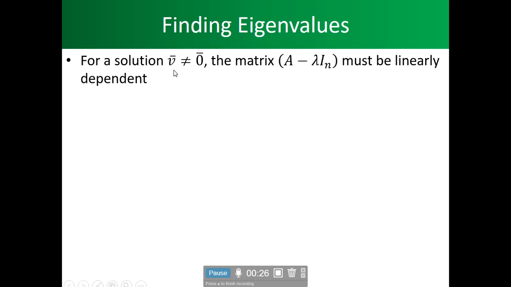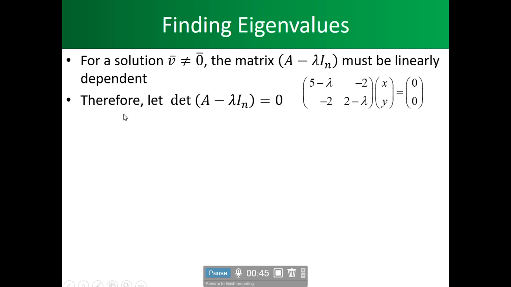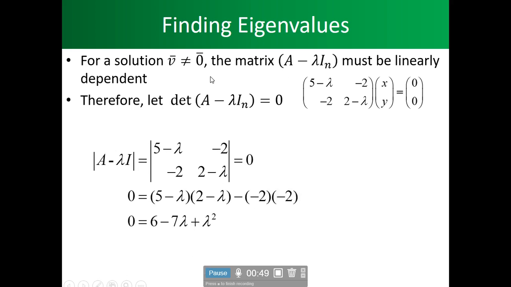A solution of an eigenvector is not equal to 0. The matrix A minus lambda I must be linearly dependent. This is the A matrix that we had before, our A minus our lambda I. Okay, this was our determinant. We take the determinant of that.